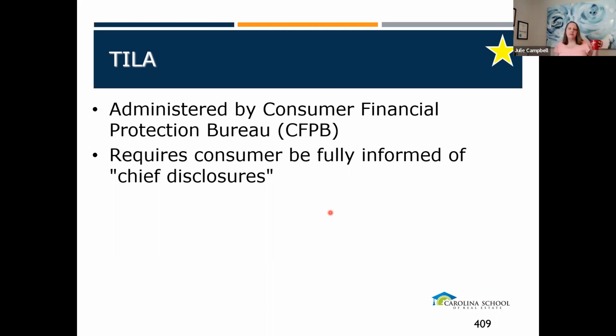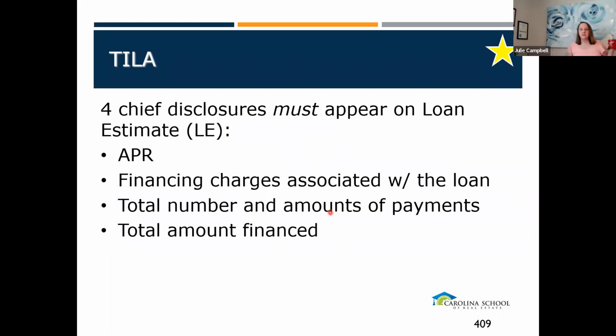And one thing with TILA that the lender has to follow is that there are certain chief disclosures, certain things that have to be disclosed on the loan estimate. So what are these chief disclosures? We're going to talk about the loan estimate when we get to Unit 14. The APR is the entire financial picture. It's the interest rate plus the other financing charges of the loan. So the APR gives a bigger, better picture than the interest rate. The loan estimate also has to give the lender financing charges.